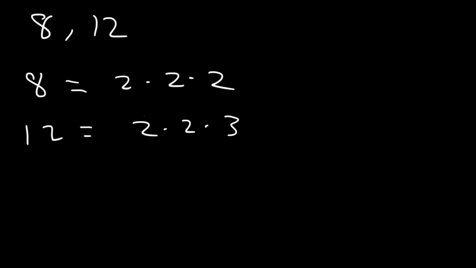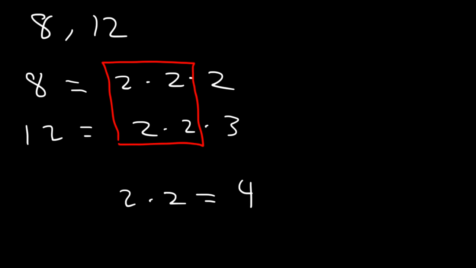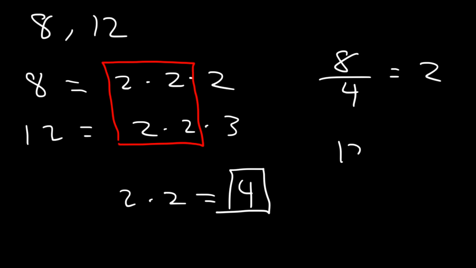So notice that 8 and 12 have these numbers in common. That is 2 times 2. So basically, it's 4. That is the greatest common factor between 8 and 12. 8 is divisible by 4, and 12 is also divisible by 4. Let's try another example. What is the greatest common factor between 12 and 18? So feel free to pause the video and try that example.